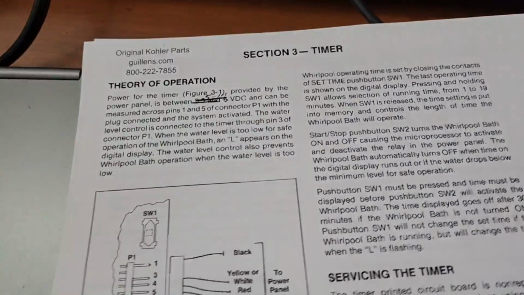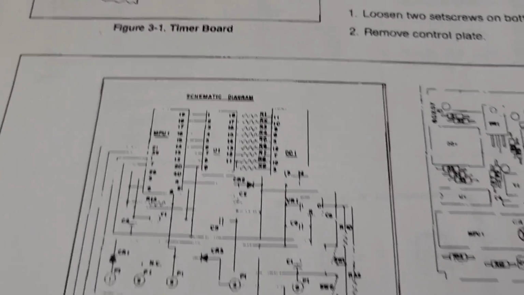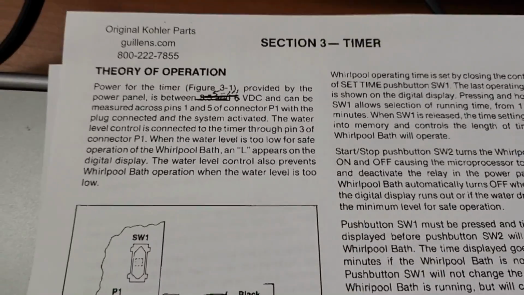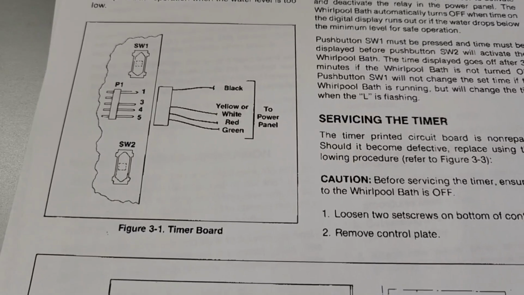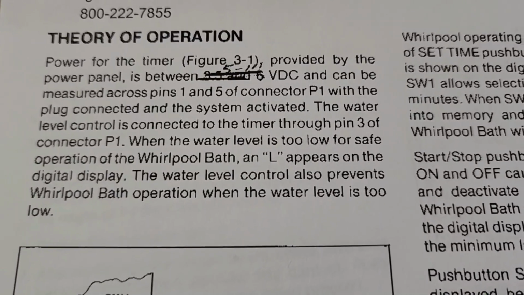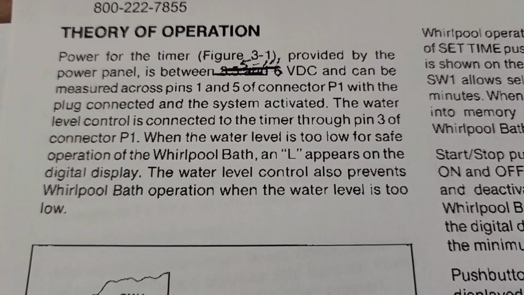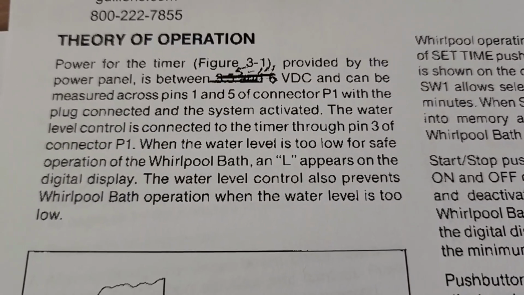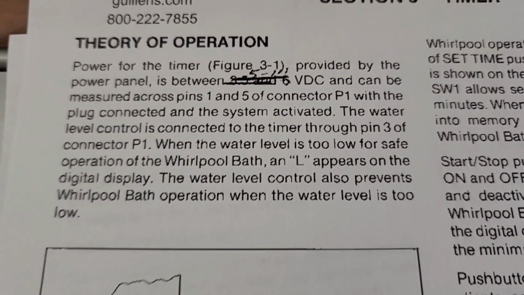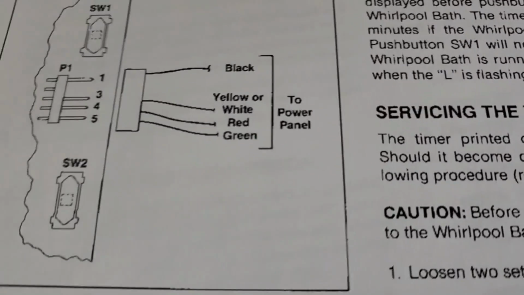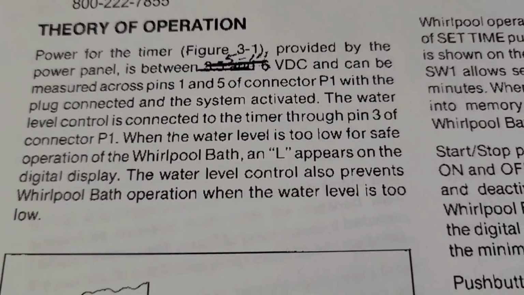Actually, there's a whole booklet for it, but I was only interested in this board. There was a whole booklet for that tub, but I was just interested in this board, what each wire was. And it gave me a voltage. It looks like it used to say 3.5 to 6 volts DC, and somebody wrote 5 to 14 maybe. So it just tells you what's what here with the wires.